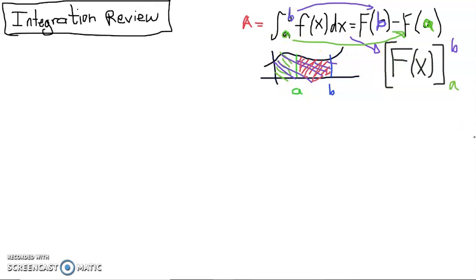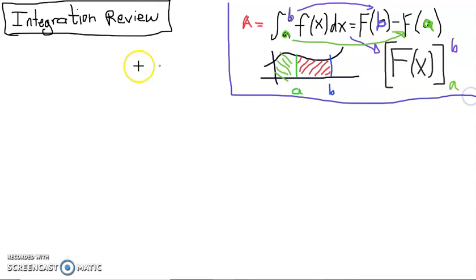So you do want to get the order right. You're subtracting the lower limit from the upper limit for all of these. So let's do some quick examples. These are also intended to remind you of some integration that you haven't done in a while. So let's get started on that.